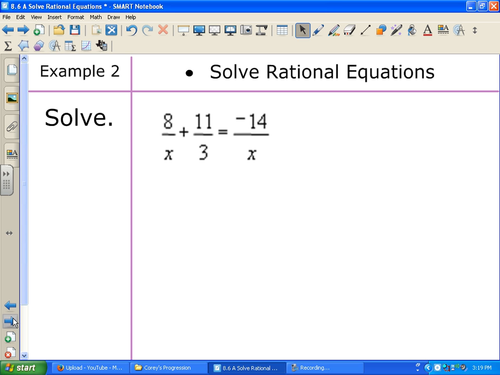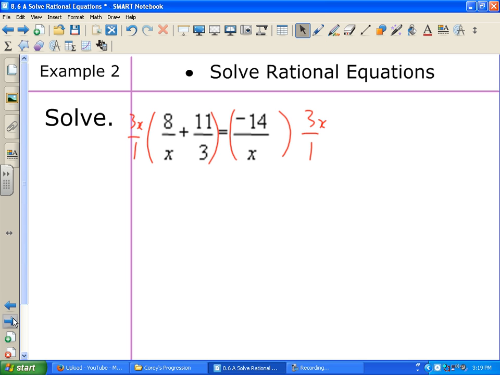All right, we're looking at 8 over x plus 11 thirds equal to negative 14 over x. And first step, multiply both sides by the common denominator. Hopefully at this point, you guys agree with me when I say the common denominator. We're looking at x, 3, and x. The common denominator is 3x. When we do that, we will distribute and simplify.